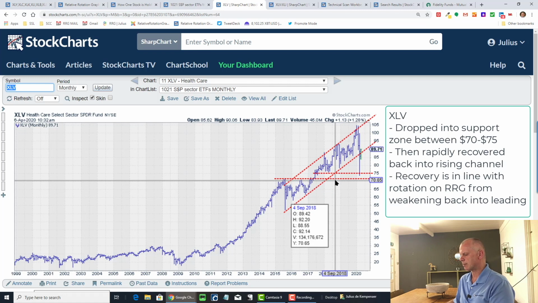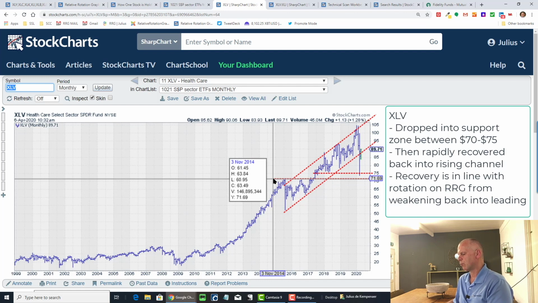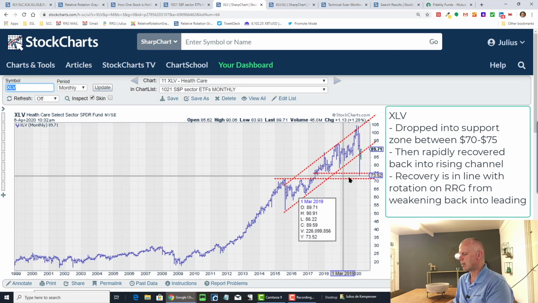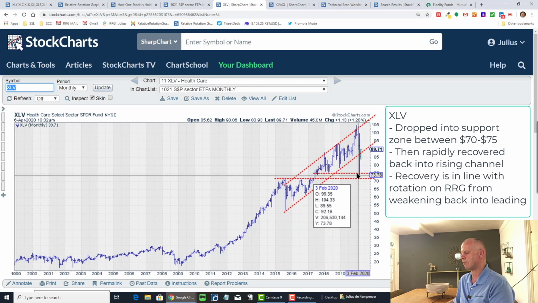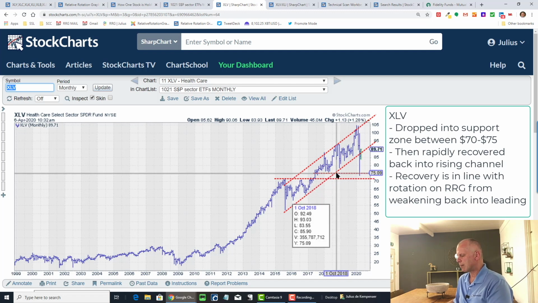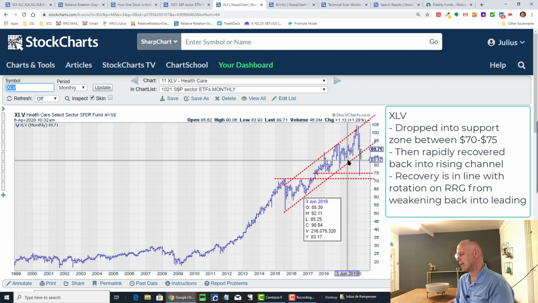And what we see here is that healthcare actually almost came to test a former resistance, now support level just above 70. And let's say that this is a range between 70 and 75. I'd say that is a pretty good support range for the healthcare sector. But we're already back into this trend channel. So again, it looks as if this healthcare sector is coming back in line with what we see on the RRG, where you see the tail of XLV rotating back into the leading quadrant from weakening a couple of weeks ago.